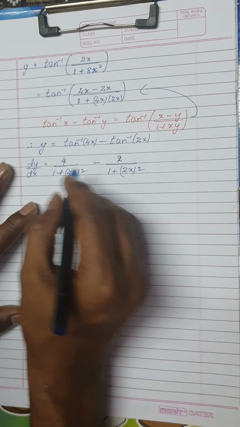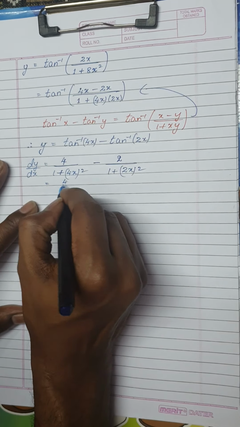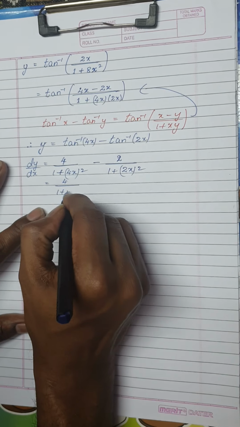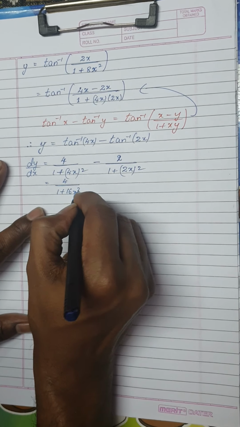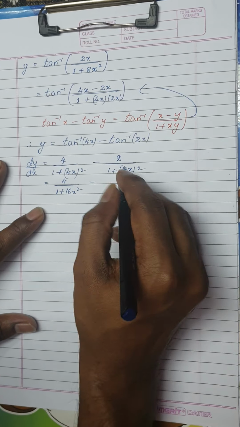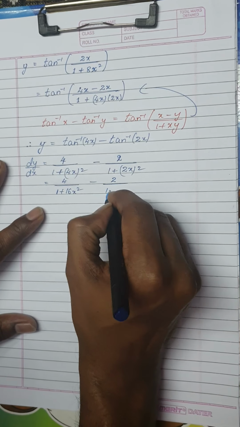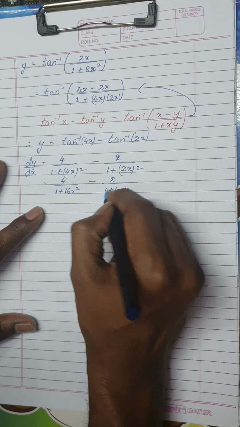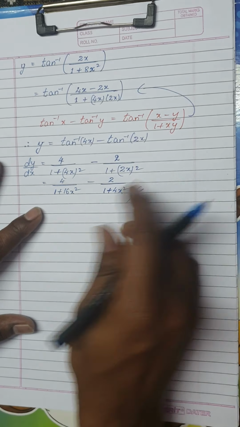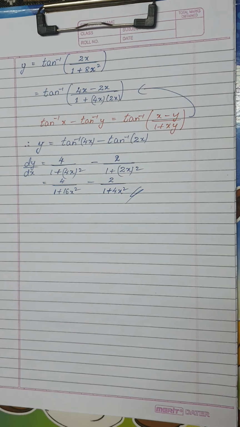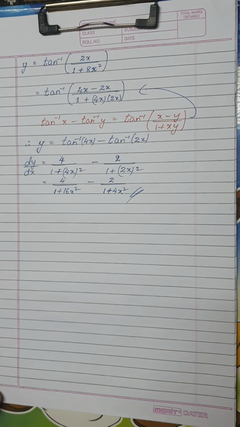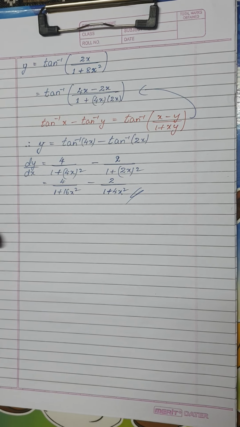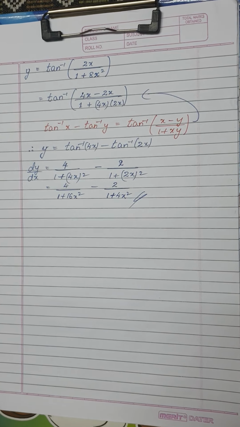So finally I can write this as 4 divided by 1 plus 4 4s is 16x square, minus 2 divided by 1 plus 2 2s are 4x square, right? If you solve this, you are going to get back the solution which you got in the previous method, but this step I think is easier than the previous method.